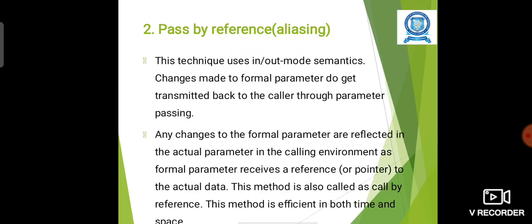The second method is pass by reference. It is otherwise called aliasing. This technique uses in-out mode semantics. Here the important thing is that the changes made to the formal parameter do get transmitted back to the caller through the parameter passing. Any changes to the formal parameter are reflected in the actual parameter in the calling environment, as the formal parameter receives a reference to the actual data.